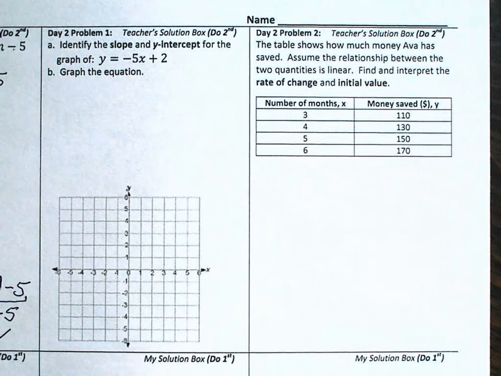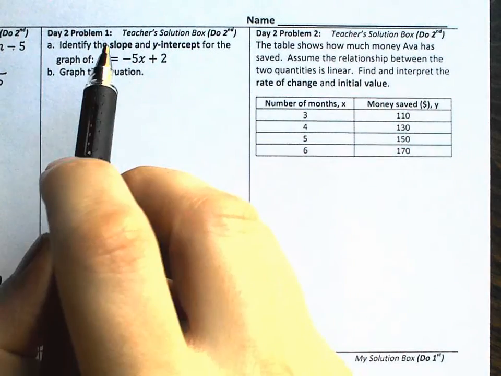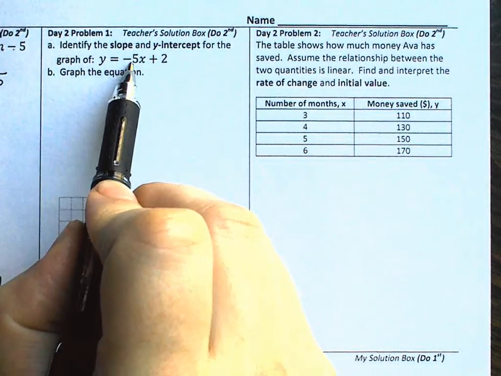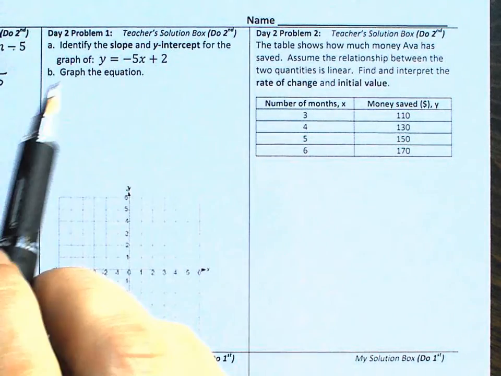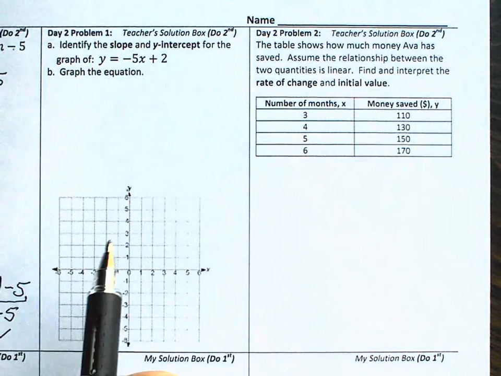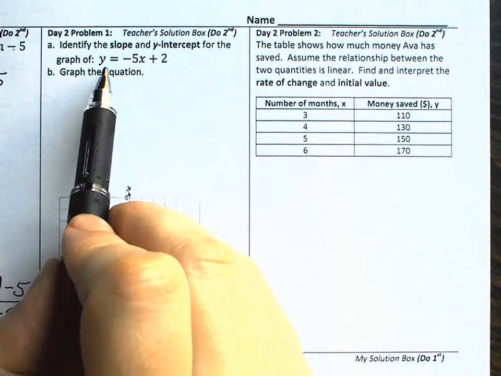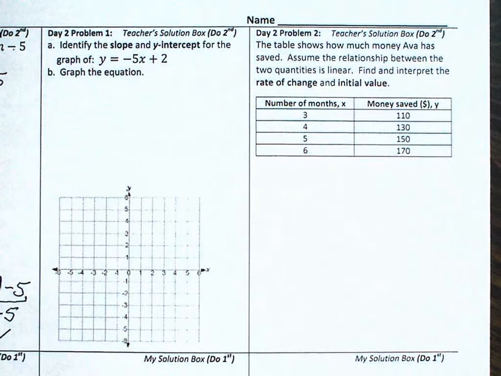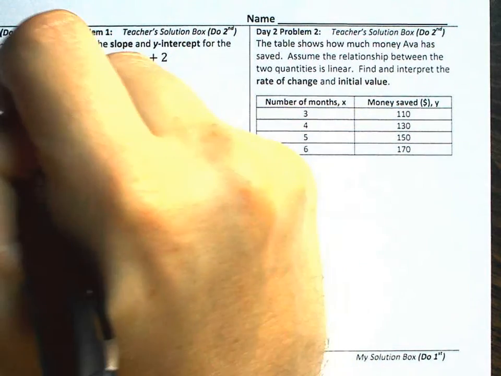Here are the solutions for Day 2, Problem 1. There's two parts. Part A, identify the slope and y-intercept for the graph of y equals negative 5x plus 2. And then in Part B, we're going to graph the equation on the grid. So we're going to draw the visual representation of this equation, which is going to be a line drawn on that grid. So let's tackle Part A first.